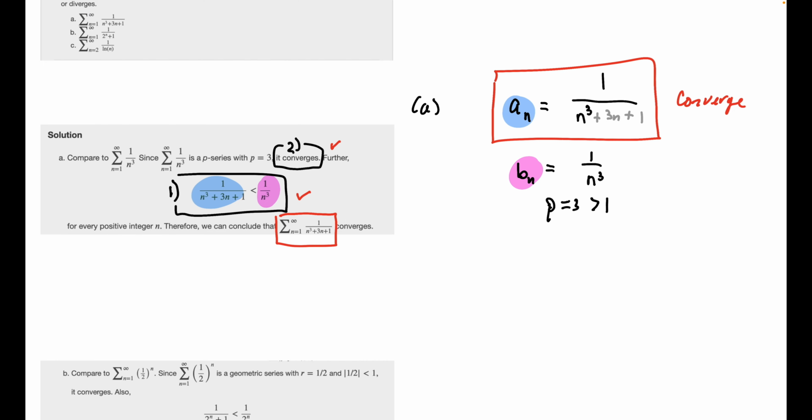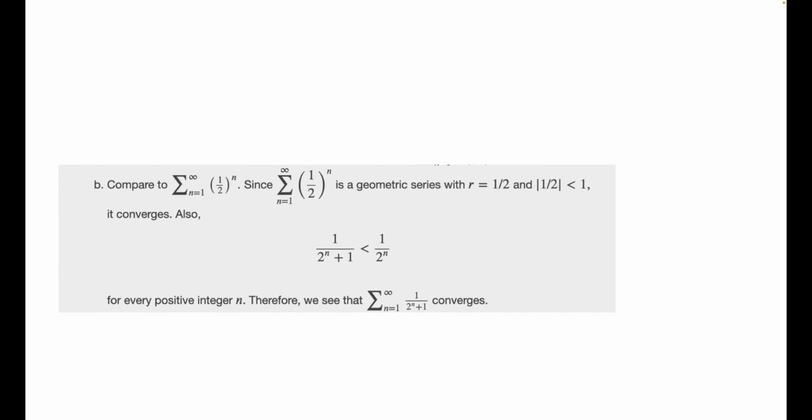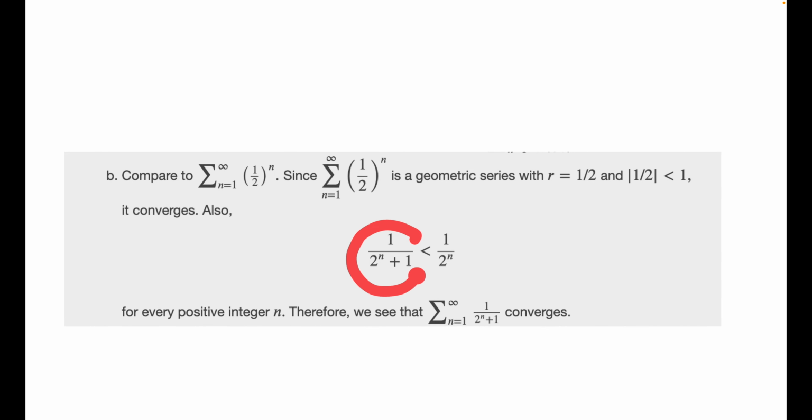Nice. In the second example, 1 over 2 to the n plus 1 is given to us. Again, if we ignore that lower order term, we're able to see 1 over 2 to the n is the same thing as 1/2 raised to the n. And then comparing 1 over 2 to the n plus a little bit is bigger in the bottom than just 2 to the n. Therefore, the reciprocal behaves in the opposite direction.